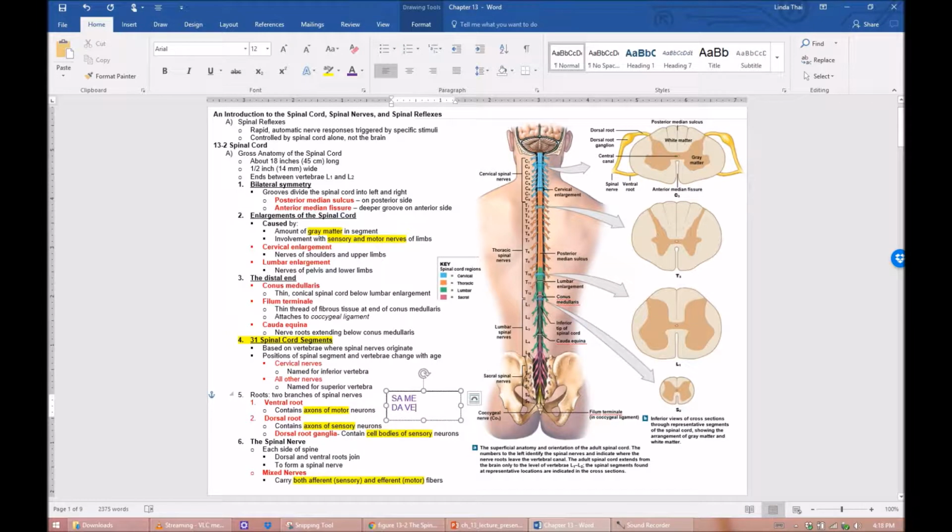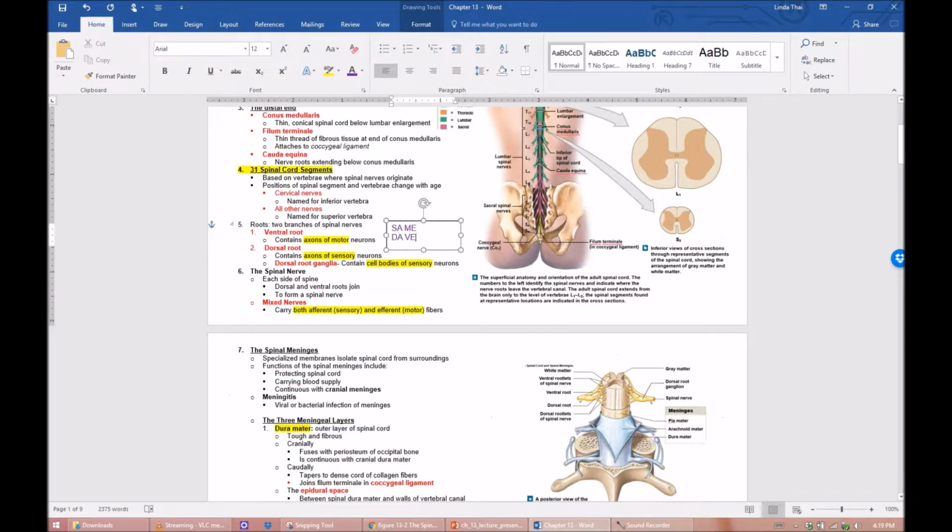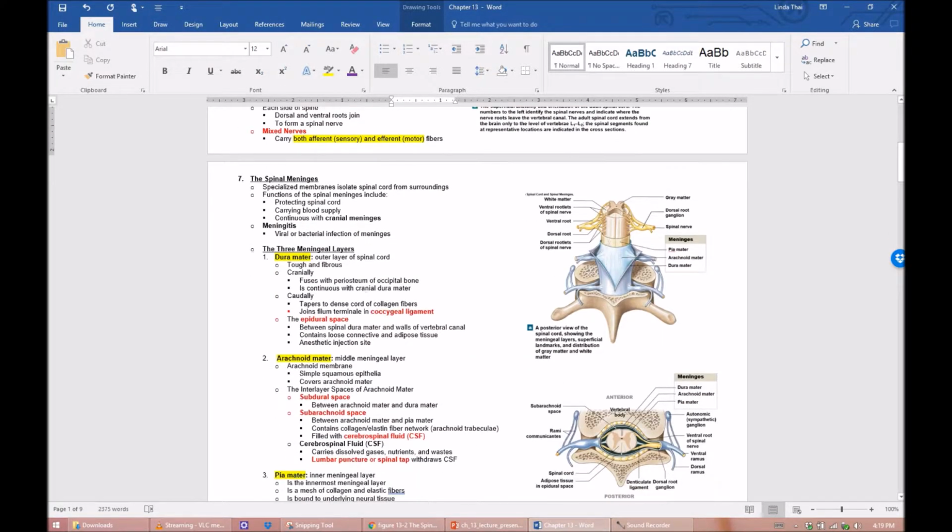On each side of the spine, we have the dorsal and ventral roots. They join to form a spinal nerve. Some spinal nerves are mixed nerves, so they carry both sensory, afferent, and efferent motor fibers.